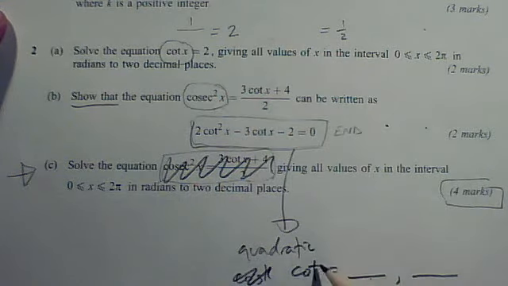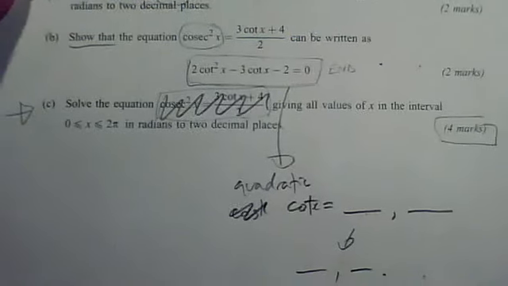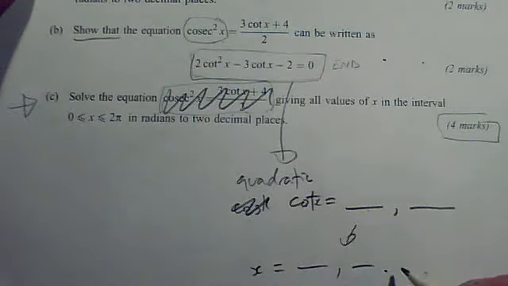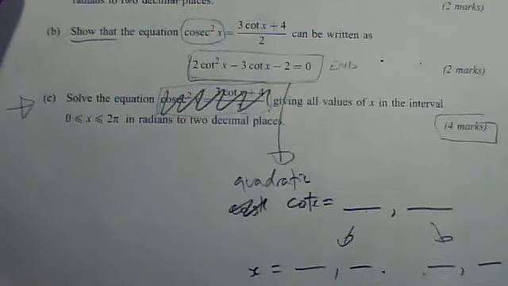And the other answer for cot x, you solve in the same way as you did in part A, and you're going to end up getting a total of 4 solutions for x, 2 from the first value and 2 from the second value, if everything works out normally. And that should be 4 easy marks.